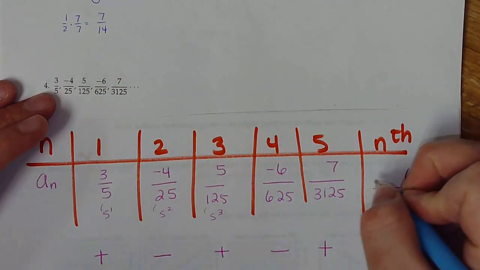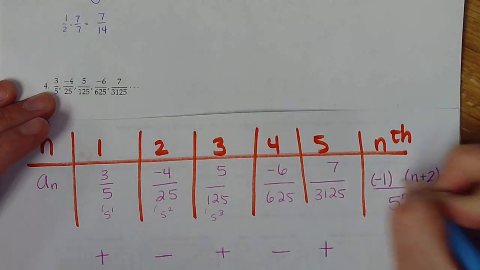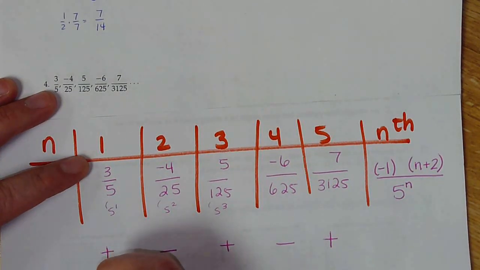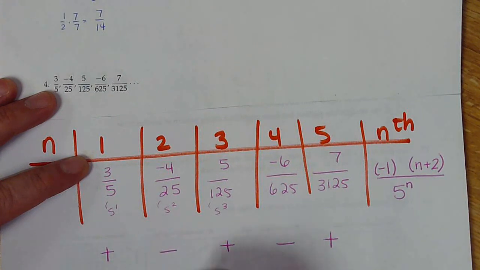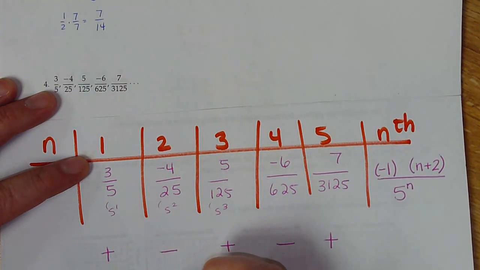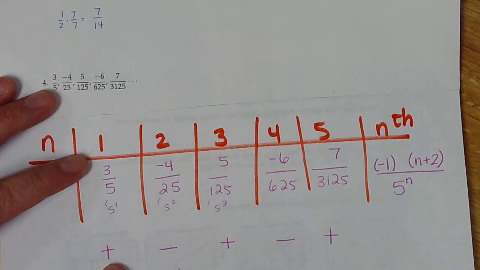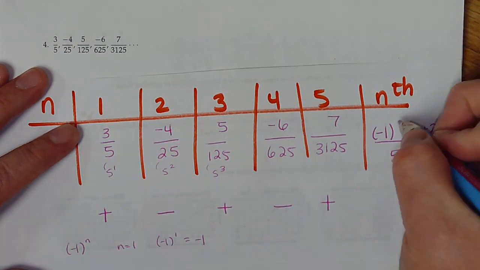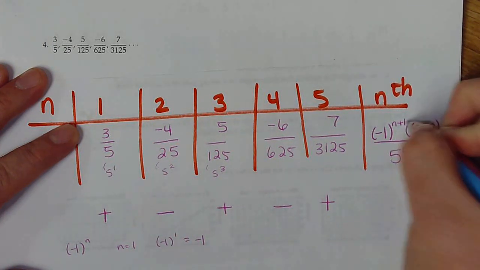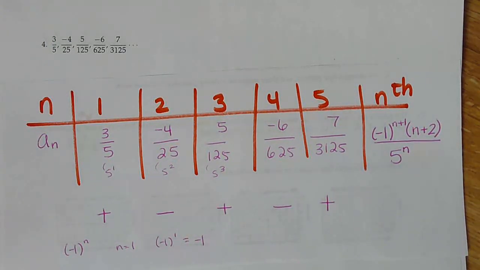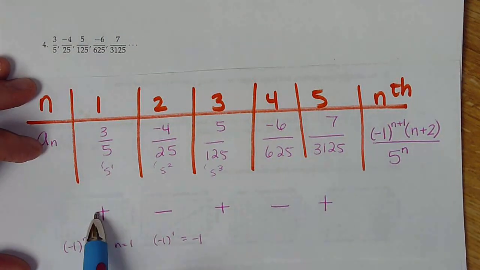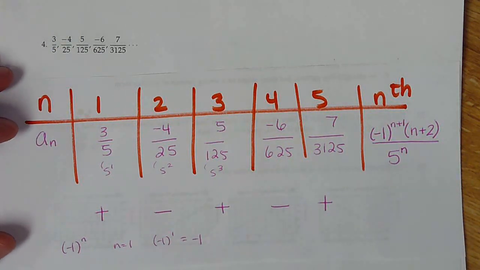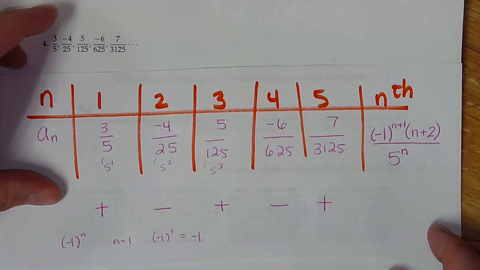So I want to use this negative 1. But if I do negative 1 to the n, when n is 1, I get negative 1 to the first, which is negative, and I need it to be positive. So I'm going to make it negative 1 to the n plus 1. Okay. You could also do negative 1 to the n minus 1. That would work as well. You just need to offset it so that you're getting the signs going positive, negative, positive. Okay. All right. So that's example 4.